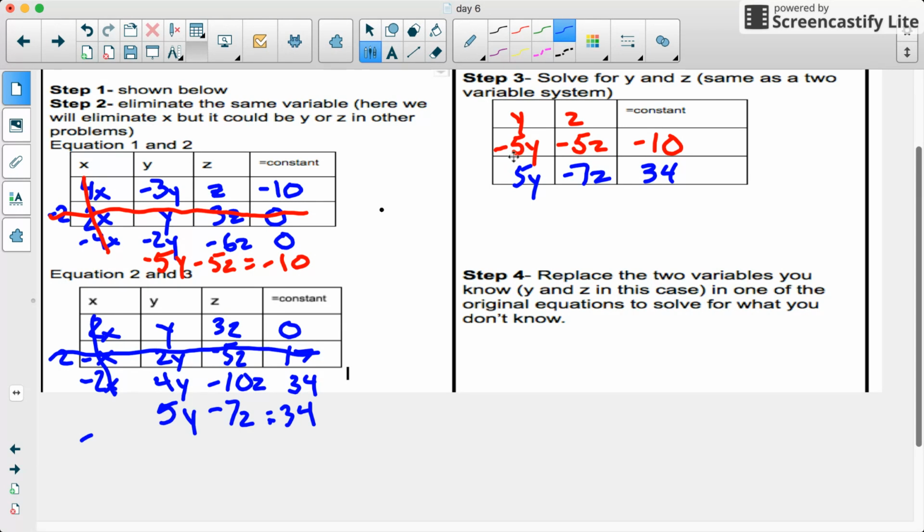Now what happens here is the y's cancel out. This doesn't always happen, but in this particular problem, we don't need to do any additional work to cancel out this variable. So those go, negative 5z and negative 7z is negative 12z, and that equals 24. Dividing both sides by negative 12 gives us a z solution of negative 2.